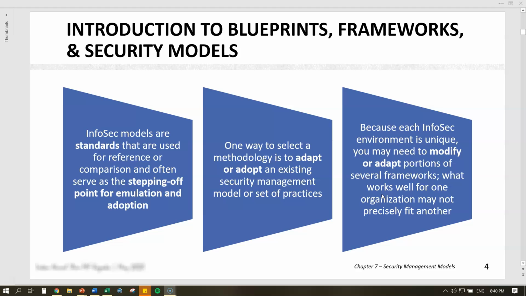Adapt and adopt kat sini maksudnya dia boleh pakai security management model yang dah sedia ada, yang dah diguna pakai di company lain dan dah terbukti keberkesanan security management models tersebut, dan dia adapt kepada company dia sendiri. Because each InfoSec environment is unique, you may need to modify or adapt portions of several frameworks. Means that if you adapt the models from other company, you might modify ataupun customize ikut keperluan you punya company. So what works well for one organization may not precisely fit another. That's why dia ada term customizable supaya disesuai dengan keperluan company.